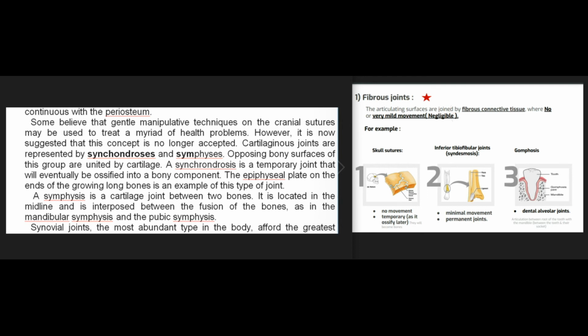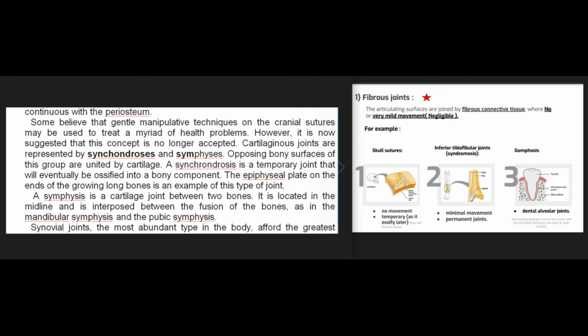A symphysis is a cartilage joint between two bones. It is located in the midline and is interposed between the fusion of the bones, as in the mandibular symphysis and the pubic symphysis. Synovial joints, the most abundant type in the body, afford the greatest degree of joint movement.